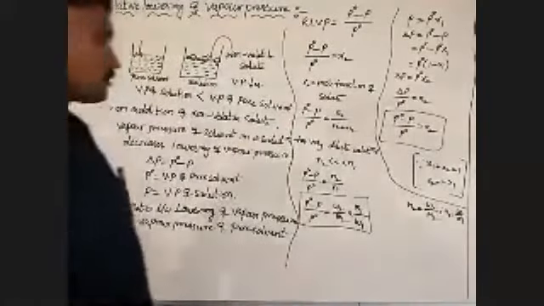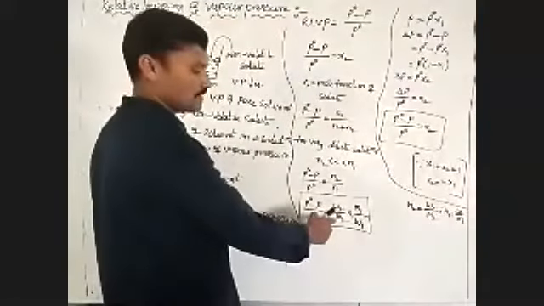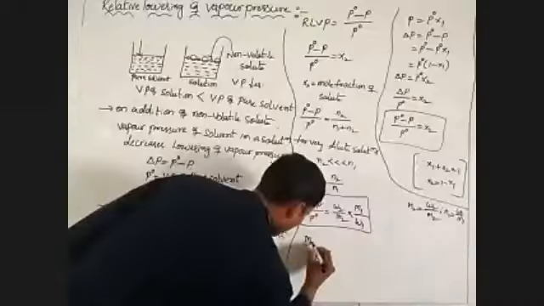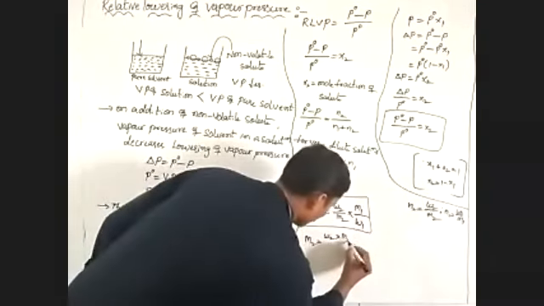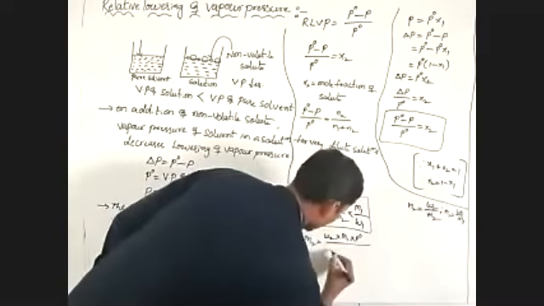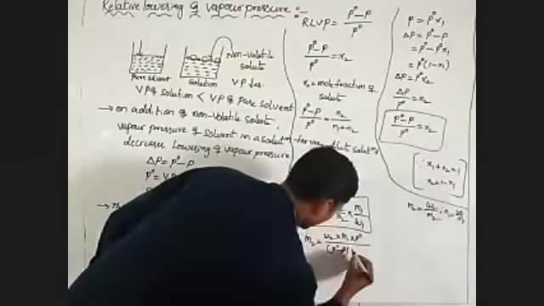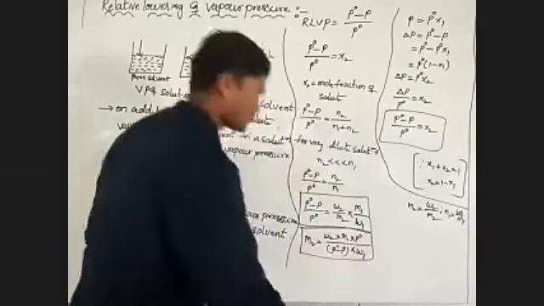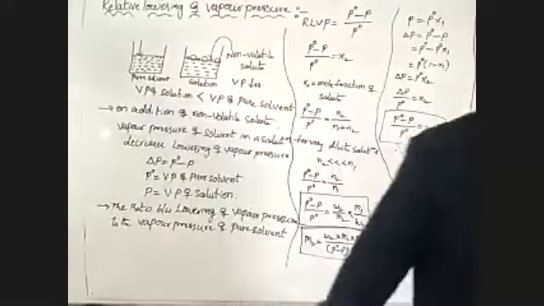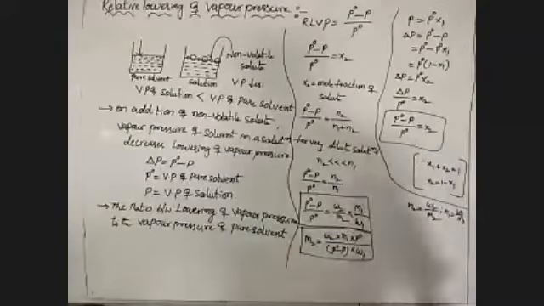Now you can find out the molecular weight of solute. Then M2 is equal to W2 into M1 into P naught by P naught minus P into W1. This is the formula for calculation of molecular weight of solute, using relative lowering of vapor pressure.